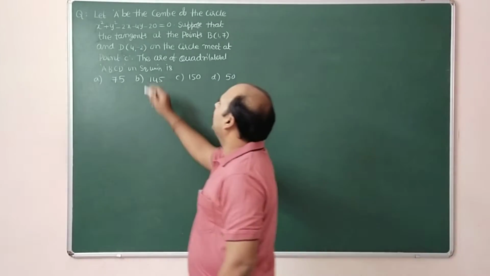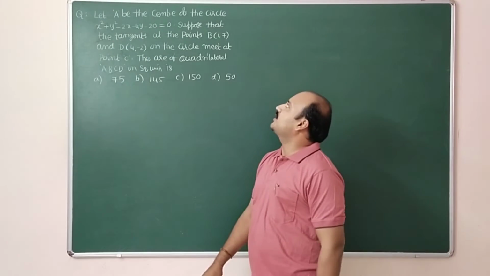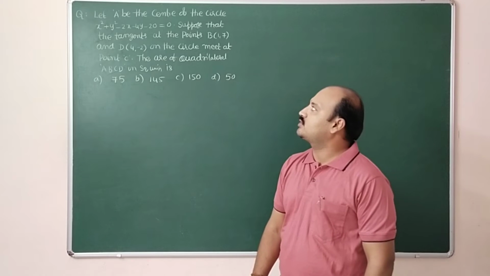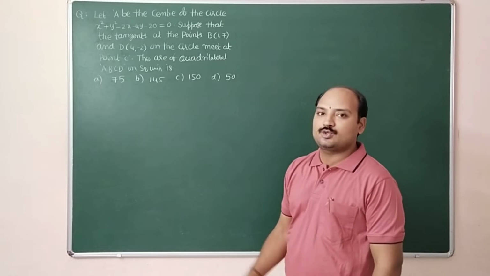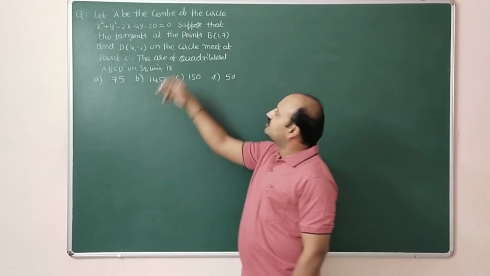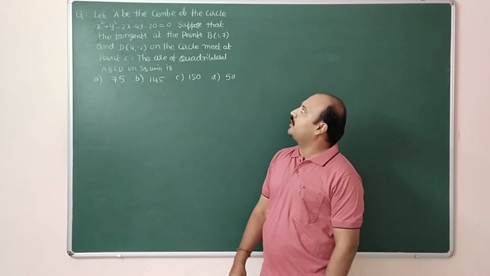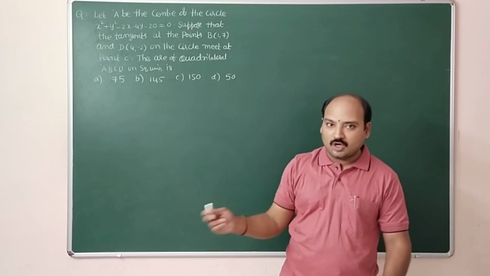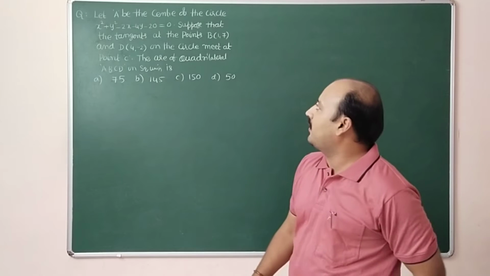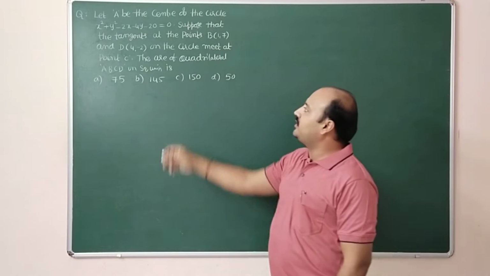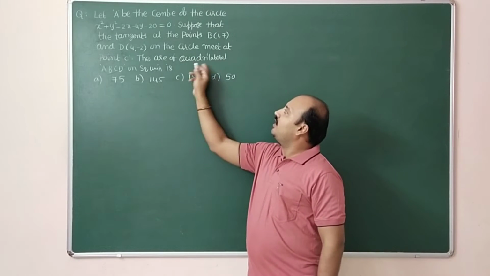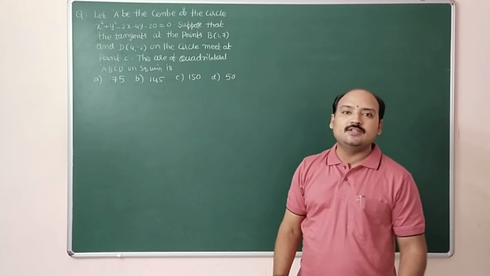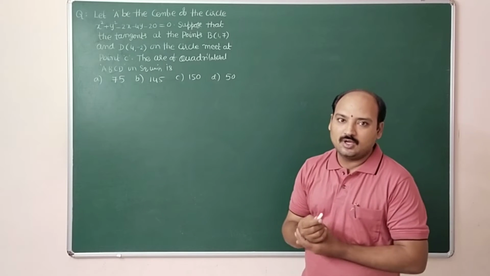The next question. Let A be the center of the circle x square plus y square minus 2x minus 4y minus 20 equal to 0. Suppose that the two tangents at points B and D, B of (1, 7) and D of (4, -2) on the circle meet at point C. Find the area of quadrilateral ABCD in square units.